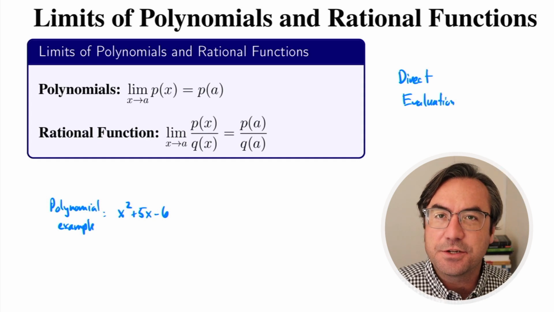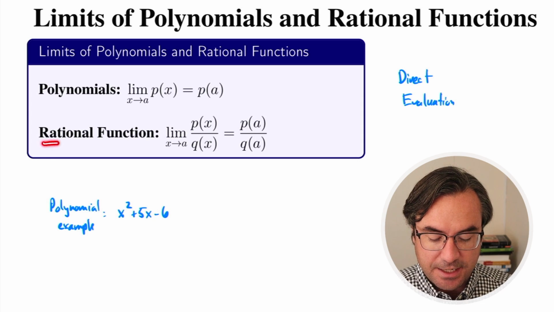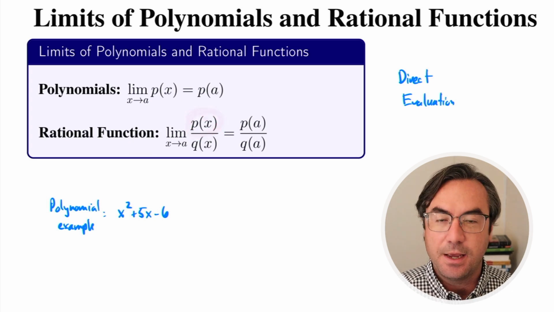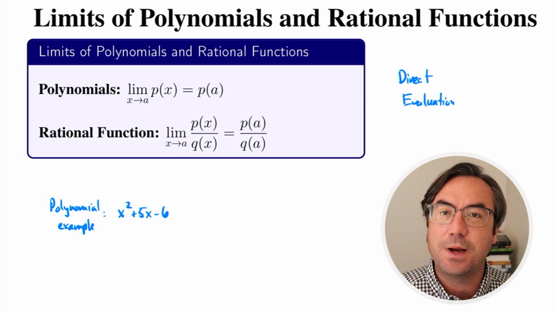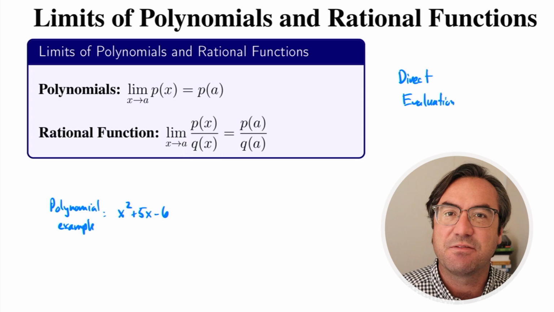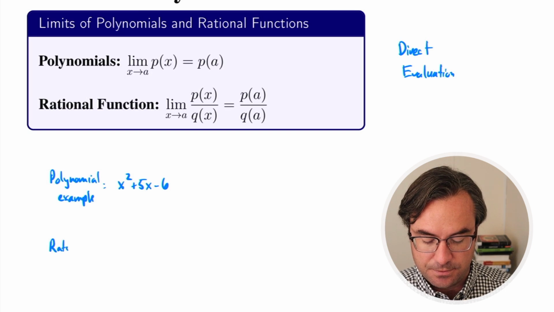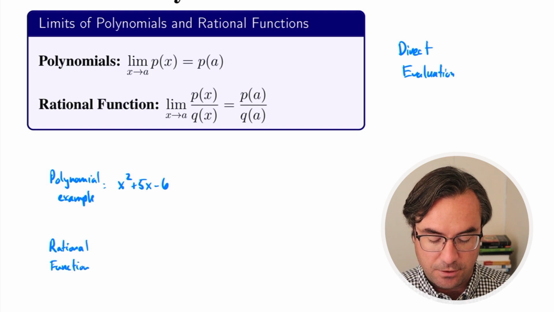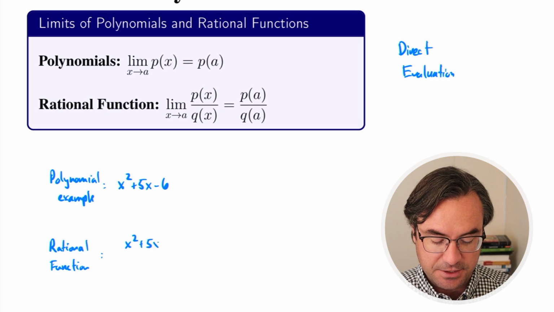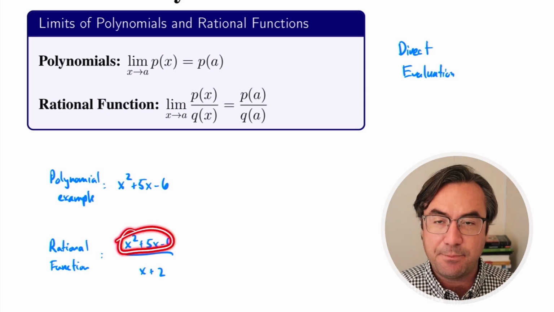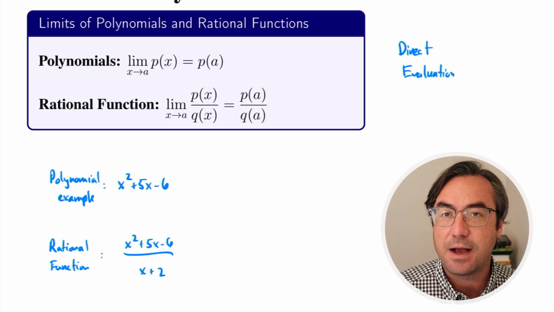Now, another type of function that we're going to consider is a rational function. A rational function is when we take a polynomial and we divide it by another polynomial. So this is when we have kind of like a fraction. What might that look like? Well, maybe we take x squared plus 5x minus 6, and then we're dividing it by x plus 2. That's an example of a rational function.